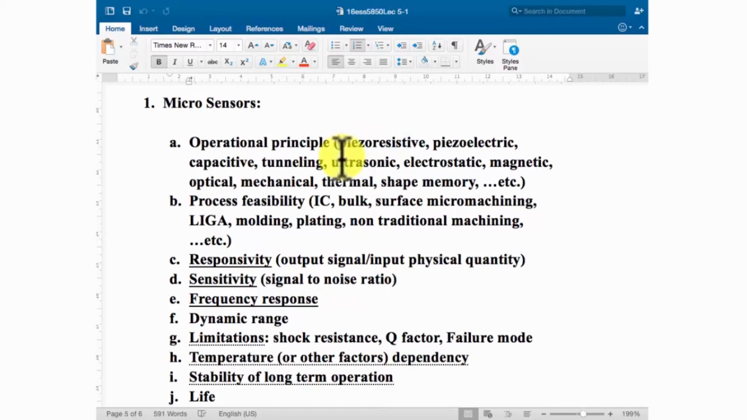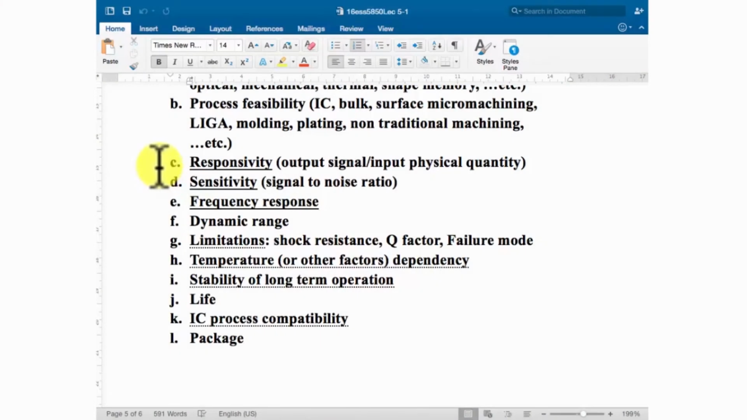So in this course, we are not focusing on different kinds of principles. We just give you one idea of how to go through the whole design process. Once you understand the whole process, you can apply this kind of fabrication process and design process to other kinds of operation principles. Then the process feasibility: you want to use the IC process, bulk micromachining, surface micromachining, LIGA, molding, plating, different processes. These first two are the operation principle and the fabrication process. And for sensors, the important aspects we usually mention, the first one is the responsivity.